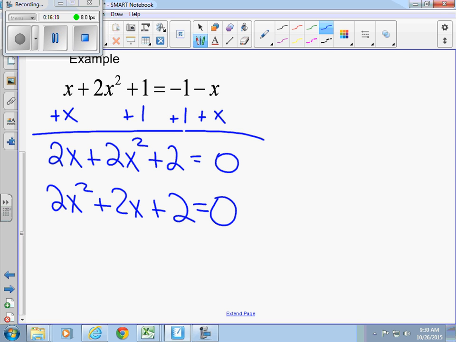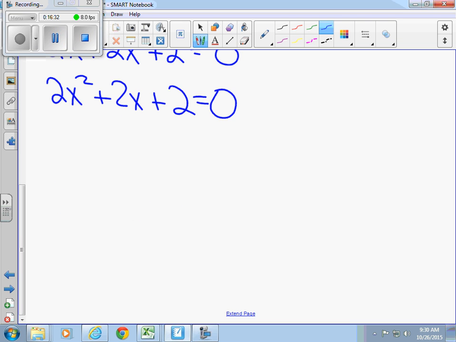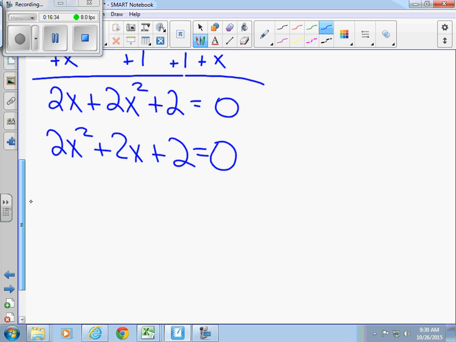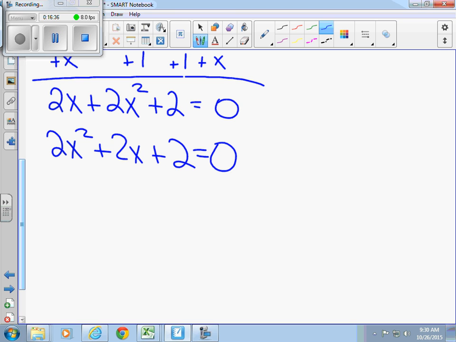Now we could try this by factoring. It does have a greatest common factor, but then you would end up noticing it doesn't go anywhere after that, so this doesn't end up factoring nicely for us. So, I'm going to do the quadratic formula. And what is the quadratic formula?